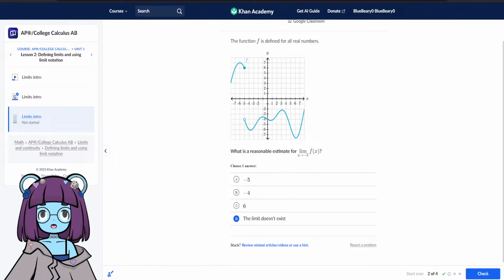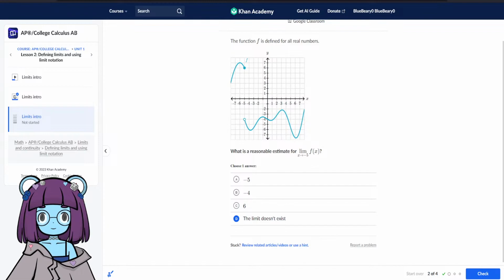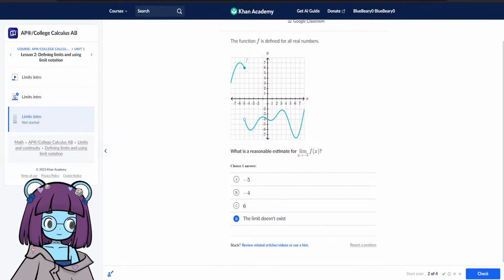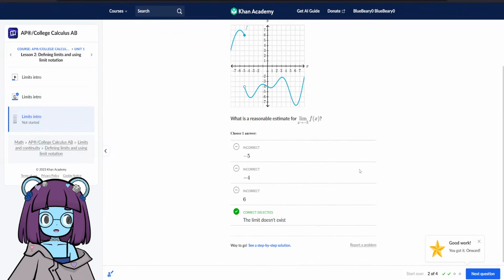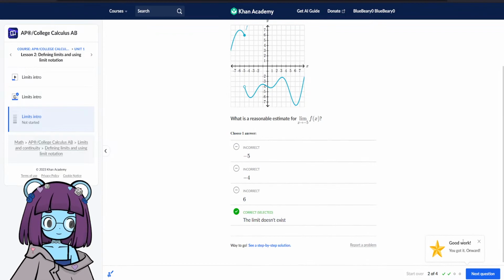Yeah, so I think it doesn't exist because this value and this value are not equal to each other. Yay! Good work! You got it. Onward!